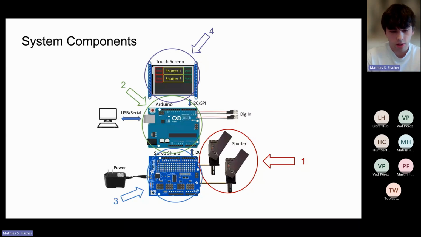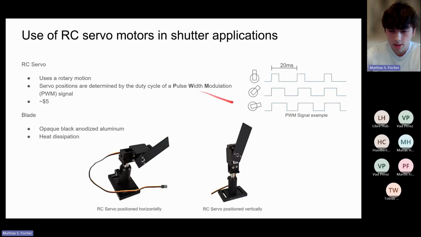So there's two types of actuators that we used. The first one that we use is RC servos. And servos use a rotary motion, which we use to block or let the beam pass. And servo positions are determined by the duty cycle pulse width modulation. You can see here the little diagram of it. And you can see there's different iterations, different positions based on the actual pulse. And a typical pulse, or the standard frequency is 50 Hertz, so 20 milliseconds. And each servo was around $5, so much cheaper than a commercial shutter.